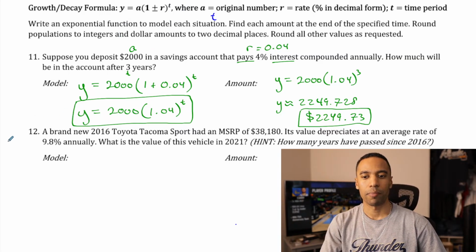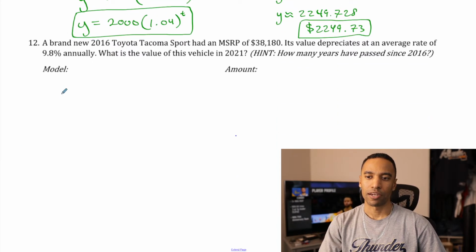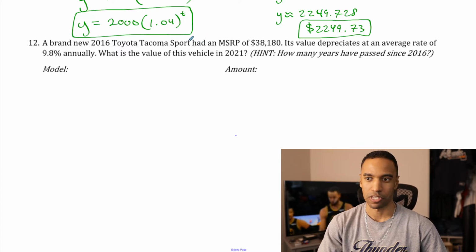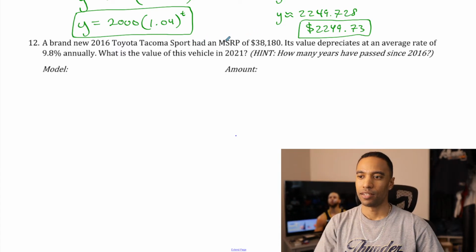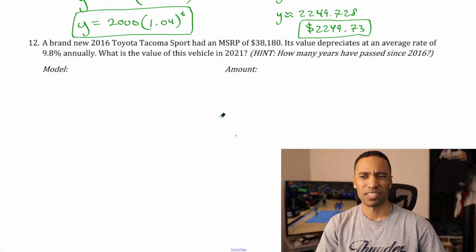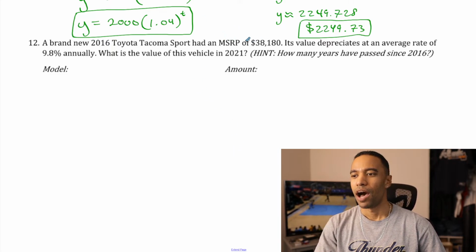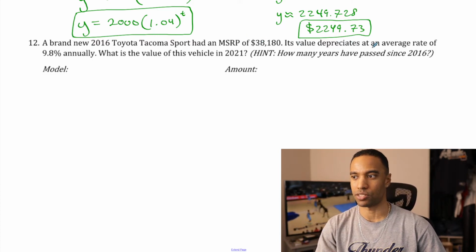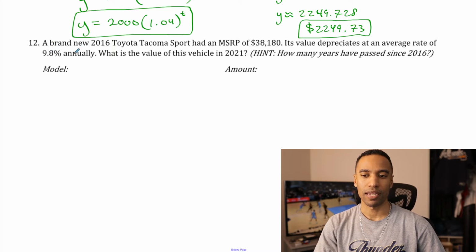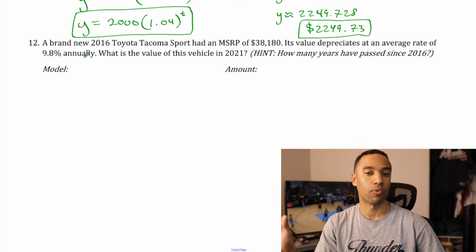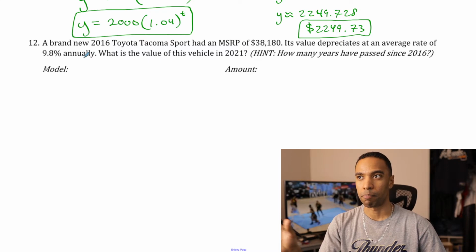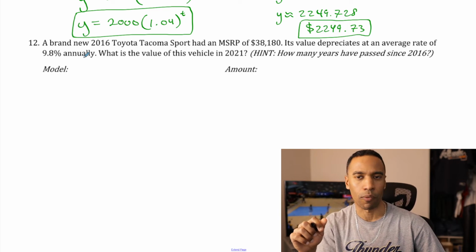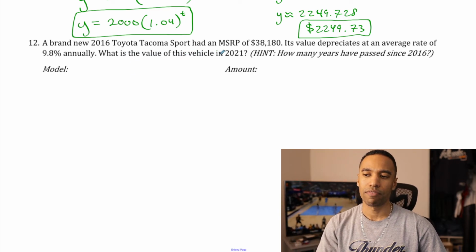All right, last problem here, number 12. A brand new 2016 Toyota Tacoma Sport had, because it's not 2016 anymore, had an MSRP, manufacturer suggested retail price, of $38,180. Its value depreciates at an average rate of 9.8% annually. Annually, by the way, means every year. And if you hear biannually and things like that, those would mean different things. I think biannually is twice a year, not once every 2 years. What is the value of this vehicle in 2021?